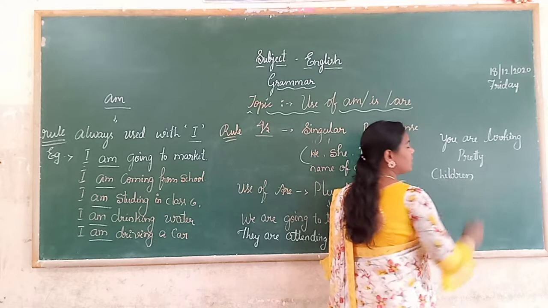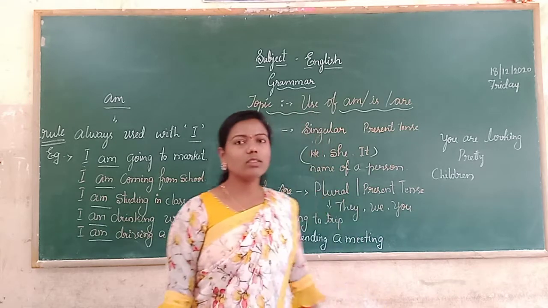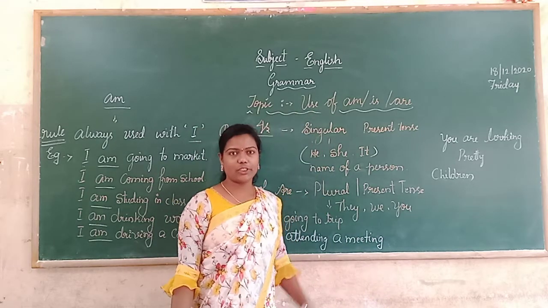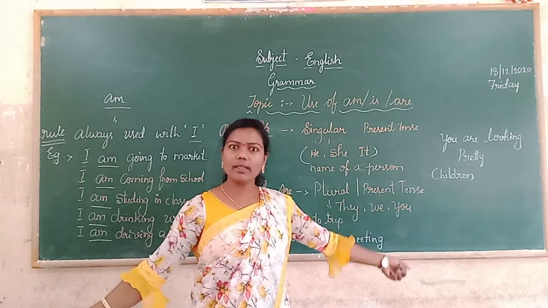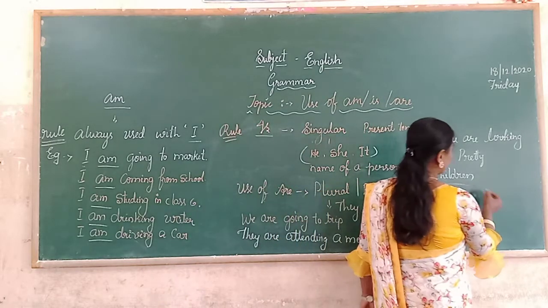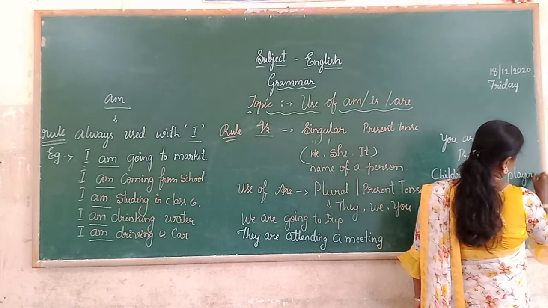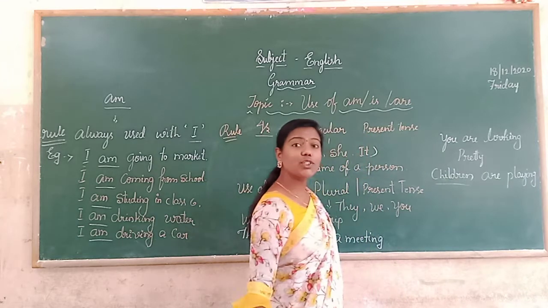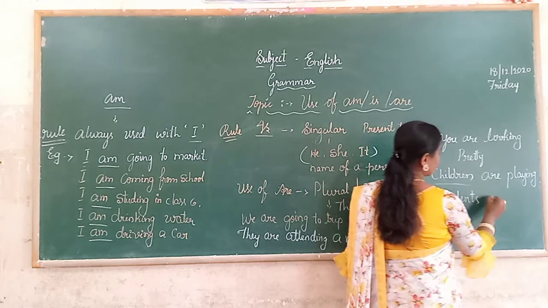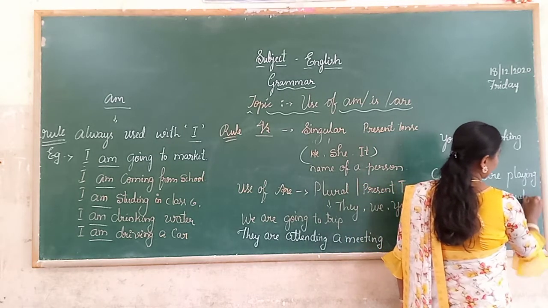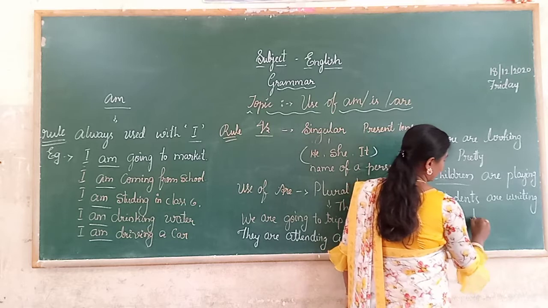Next one, children. Is this plural or singular, dear student? Children, it is plural form. What is the singular form of children? Child. Child is the singular form of children. So children refers to more than one child. So here, children are playing. And students are writing their exam, writing their test.